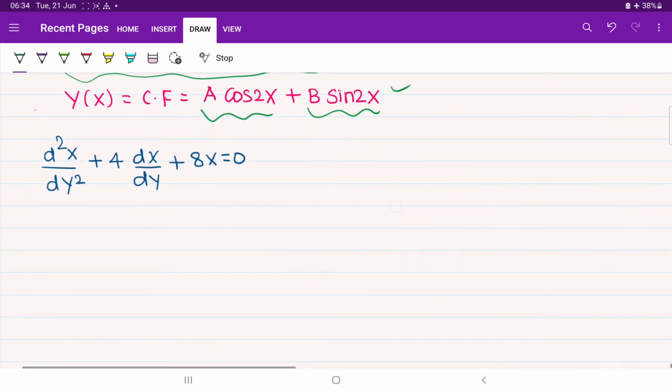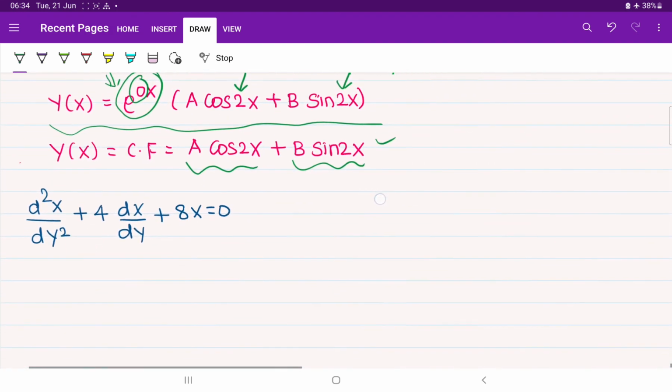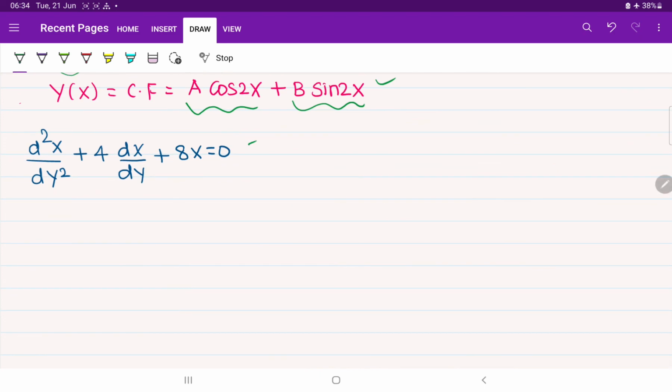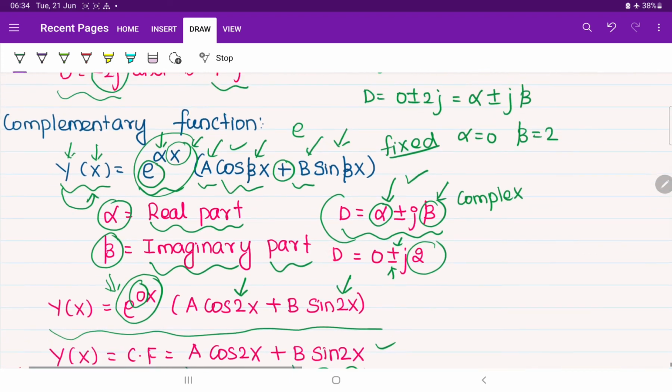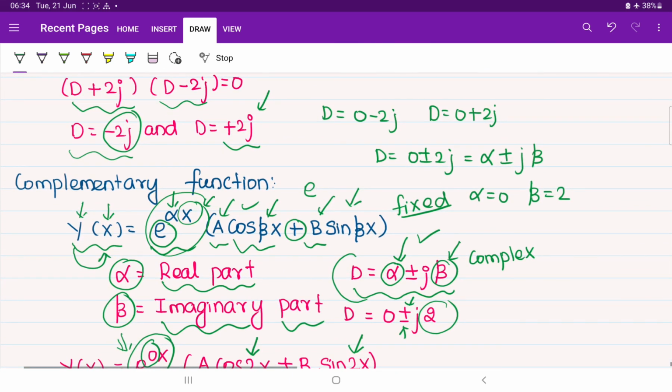Fine, sir. So now we understood how to get the complete solution for this. I am giving one more example, a homework question. Take this one, try to obtain the solution for the given expression, right? So don't forget, step number 1, obtain the roots. Step number 2, if it is the complementary function, then you have to write e power alpha x times a cos beta x plus b sin beta x. After that you will get the answer.